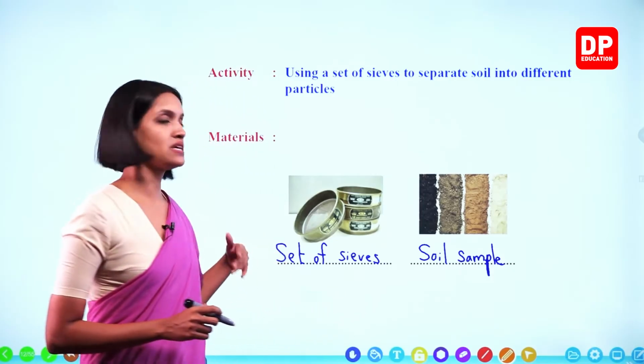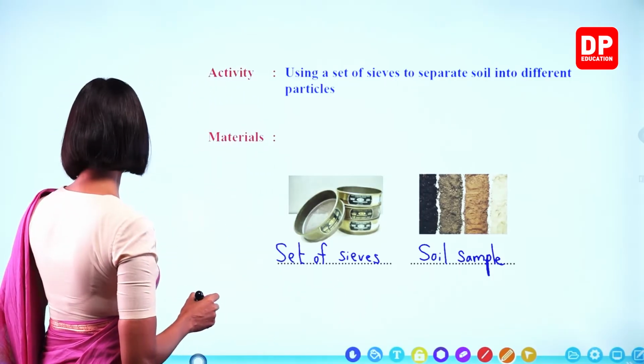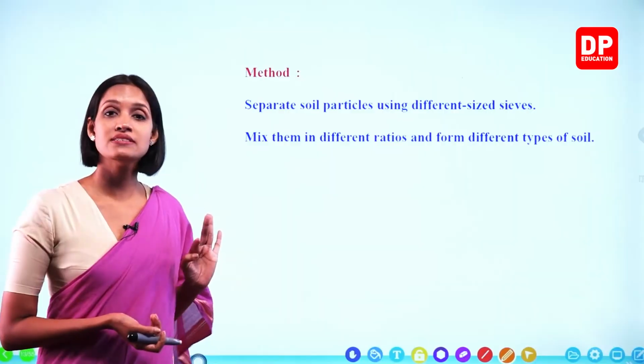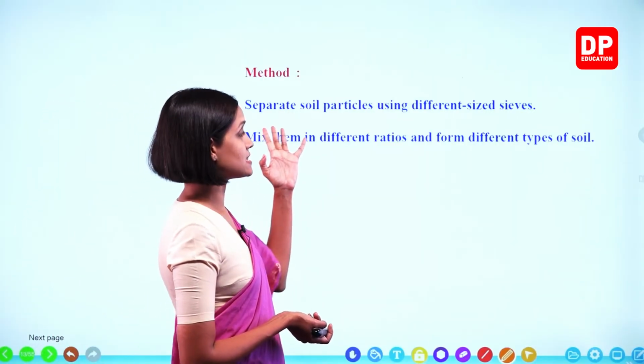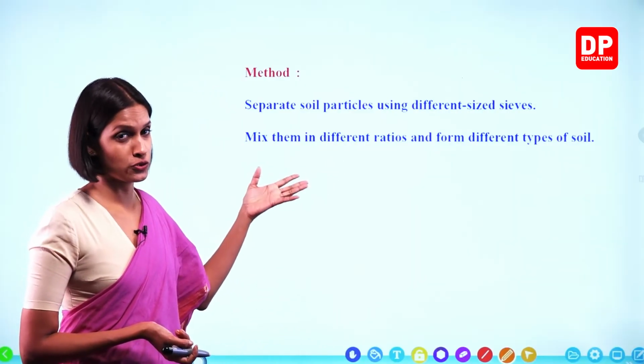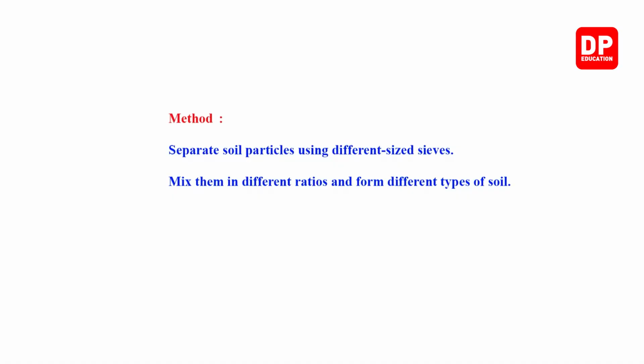Okay, a set of sieves and a soil sample we need. So how to do this activity? It's very simple, right? Separate soil particles using different sized sieves. I explained to you all how to do this. Mix them in different ratios and form different types of soil.